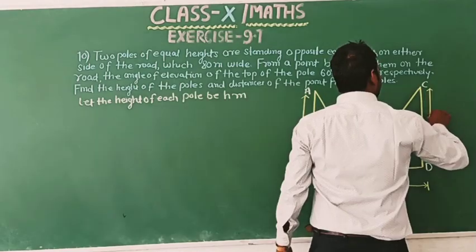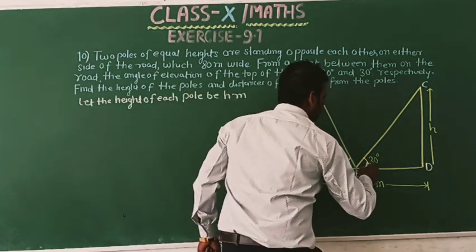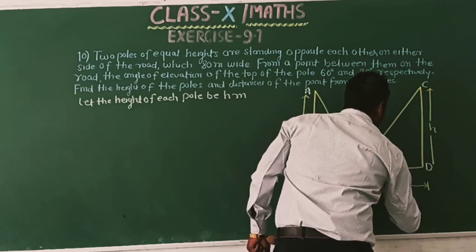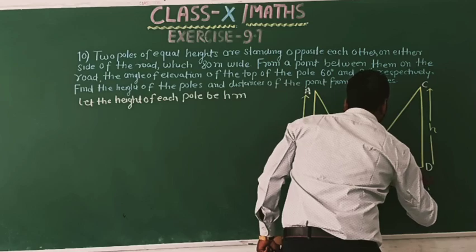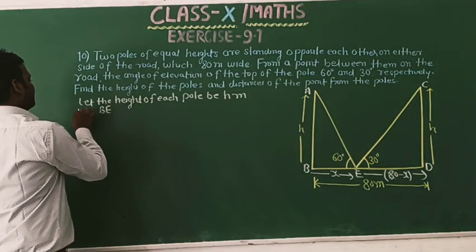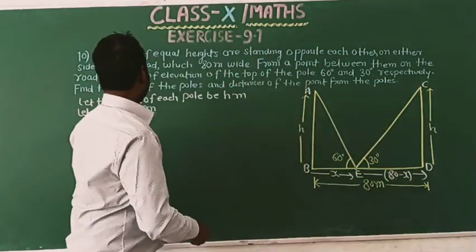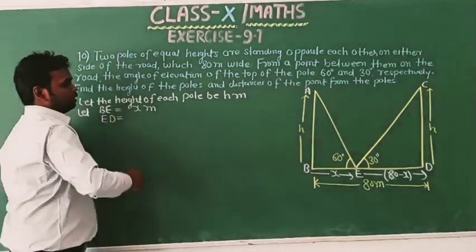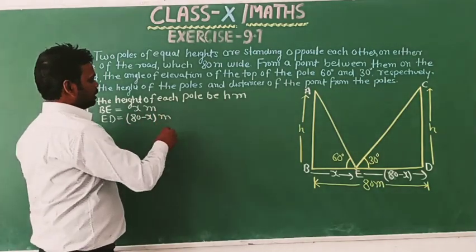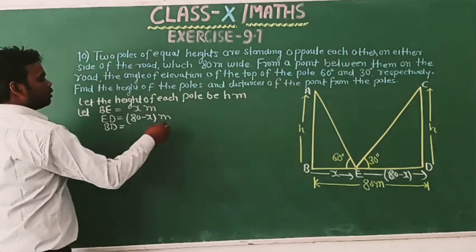Suppose the height of each pole is h meter. This is h and this is also h. Let BE equal x meter, and then ED equal 80 minus x meter, and the whole distance BD is equal to 80 meter.